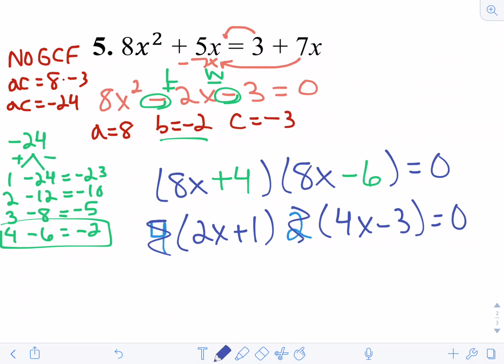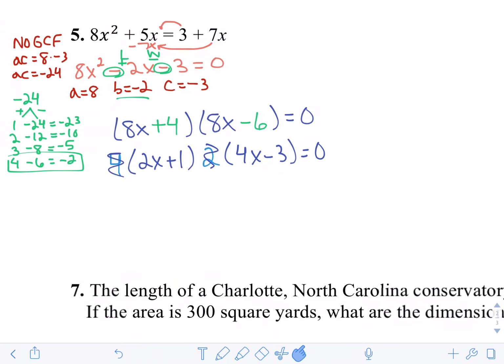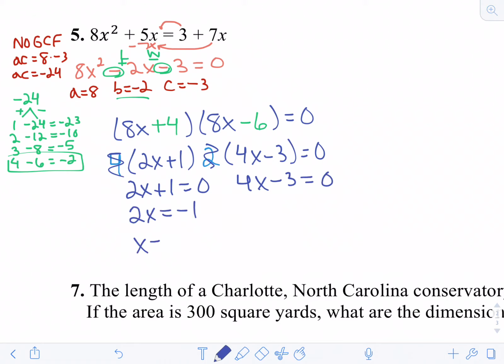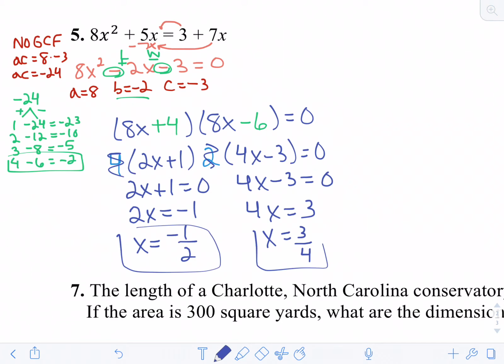Again, trash, trash. So what we have left is 2x plus 1 is equal to 0. 4x minus 3 is equal to 0. And we're just going to solve for x. So 2x is equal to negative 1. X is equal to negative 1/2. 4x is equal to 3. X is equal to 3 over 4. So these are your answers. And again, all you have to do is fancy bracket, order from least to greatest. So negative 1/2, 3/4.